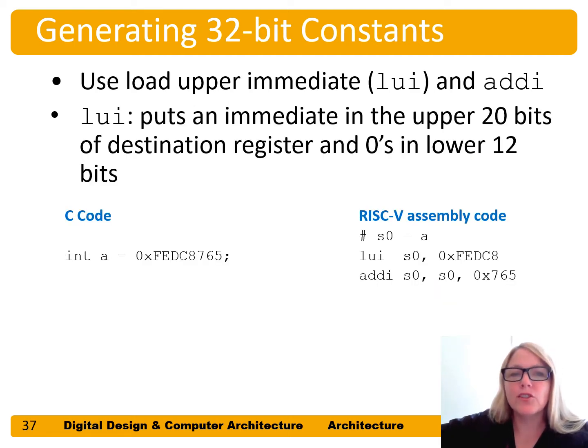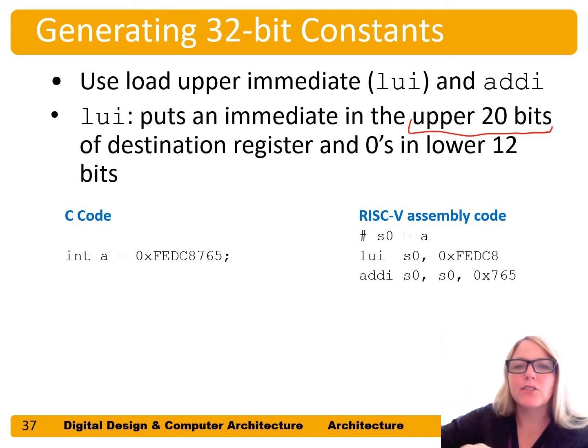We can use two instructions, the load upper immediate instruction and the add immediate instruction. LUI, the load upper immediate instruction, puts an immediate in the upper 20 bits of a destination register and zeros out the lower 12 bits. And so here's the example.